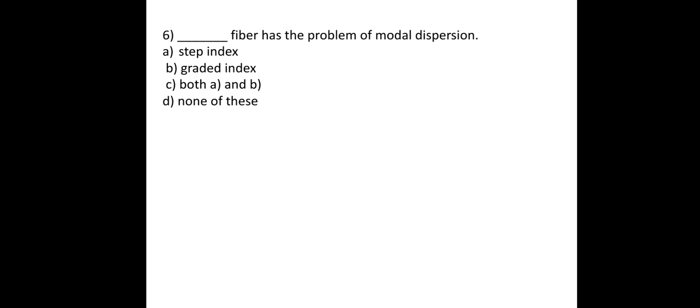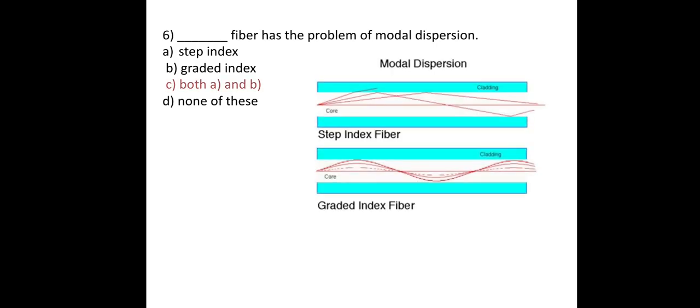Okay. Next question: dash type fiber has the problem of modal dispersion. Option A step index, option B graded index, option C both A and B, and option D none of these. The correct option is C, both A and B. Step index and graded index fiber have the problem of modal dispersion.